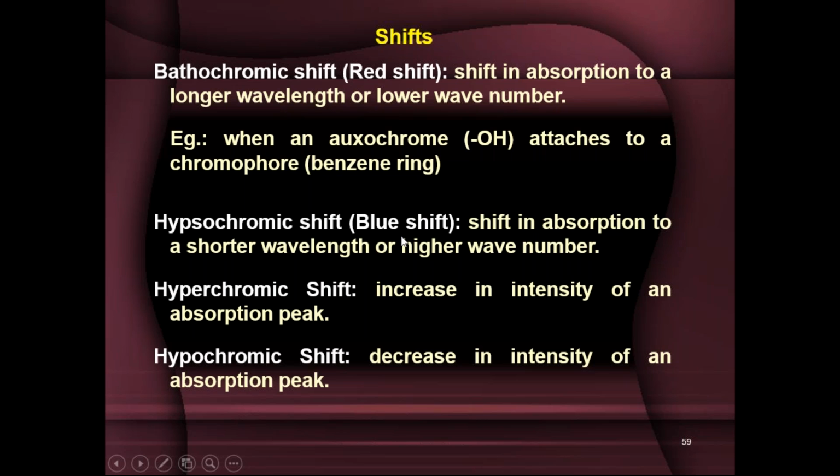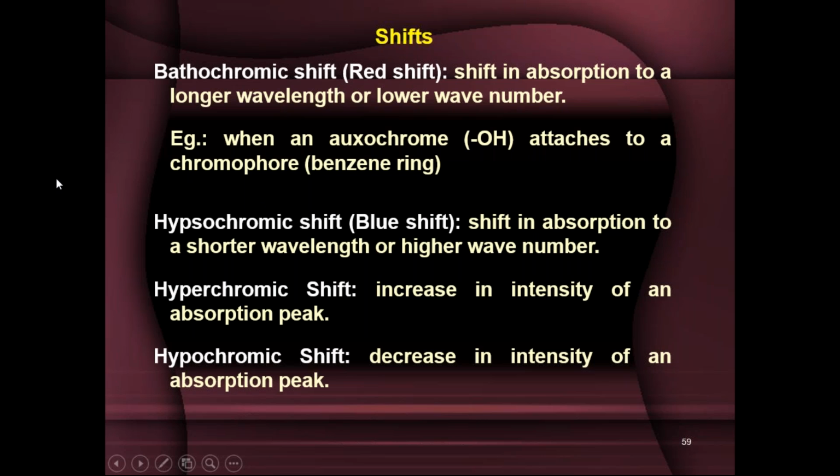The second type of shift is called the hypsochromic shift. This is also called the blue shift because this indicates a shift in absorption to shorter wavelength or higher wave number. So this is the opposite of bathochromic shift. Now you can make out why we have called this the blue shift, because blue is a shorter wavelength color and red is the longest wavelength color. This is with respect to visible light.